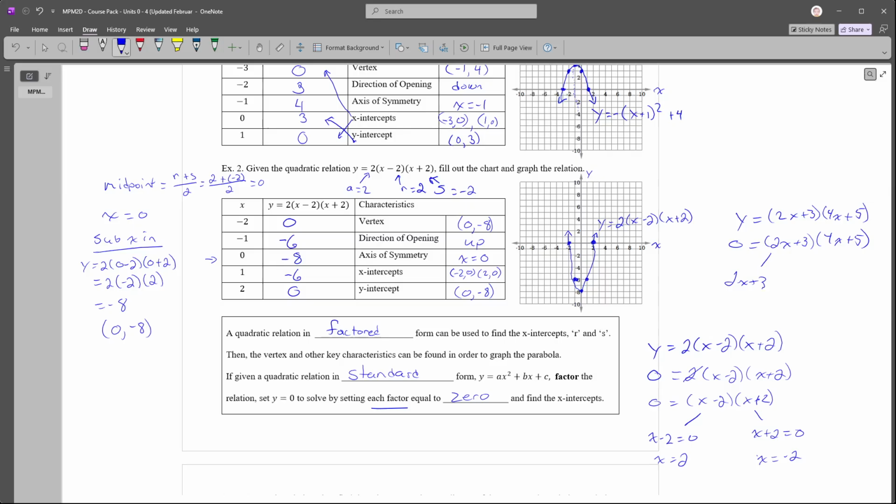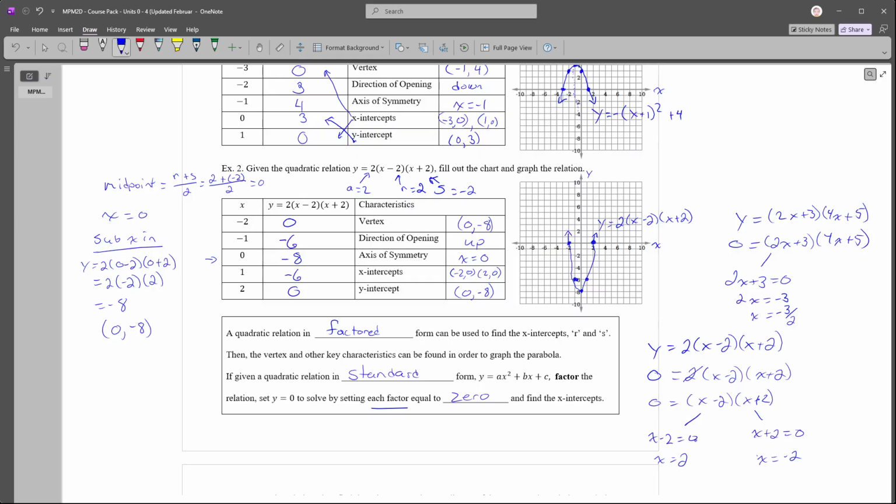2x plus 3 equal to 0. Well, we bring the 3 over to the other side, so we have 2x is equal to negative 3. Now we got to get rid of that 2, so we divide both sides by 2. And we get x is equal to negative 3 over 2. Oh, we just found an x-intercept, right? We just found an x-intercept at negative 3 over 2.